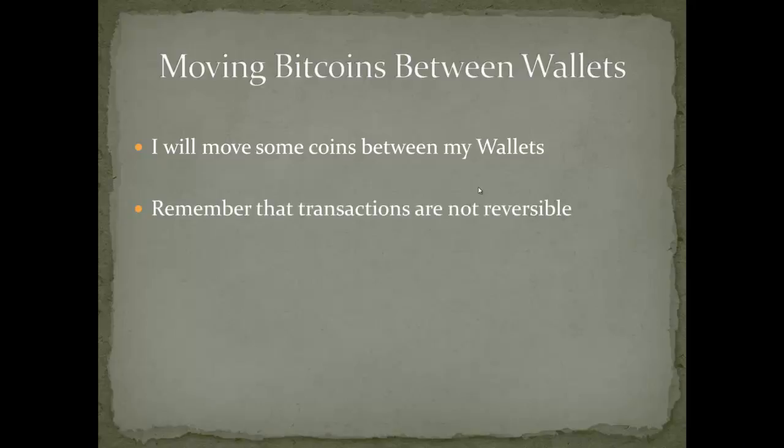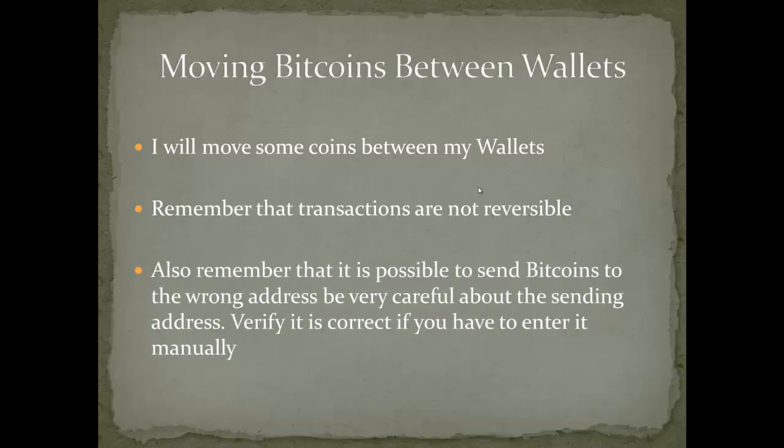Another thing to remember, again, I'm going to say it, and I'll say it again, is that transactions are not reversible. Okay? There is no way, once you have sent a Bitcoin from one address to another address, unless the other person you've sent it to consents, to get your money back. So buyer beware. Be very careful about your transactions and when you send money and to whom you send it to.